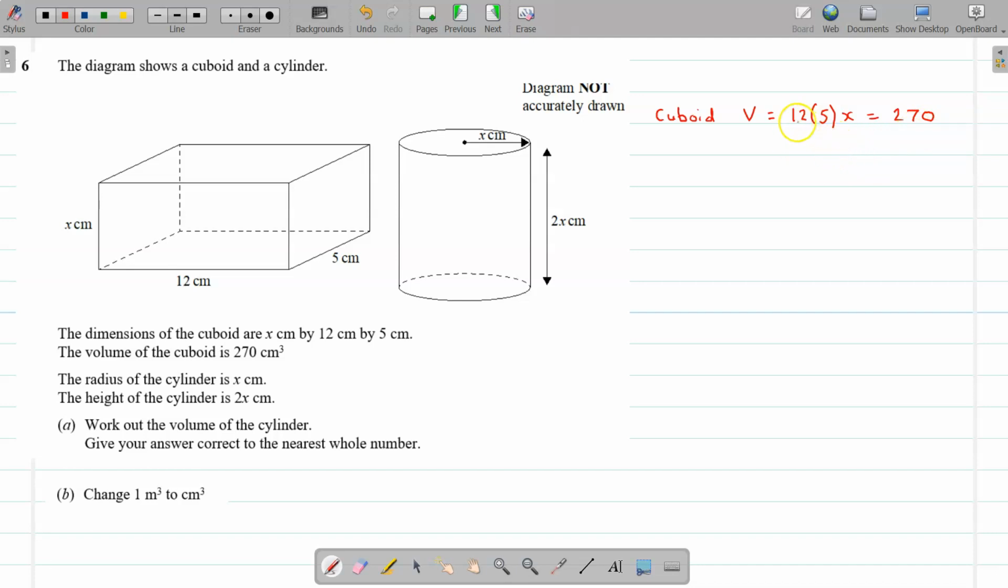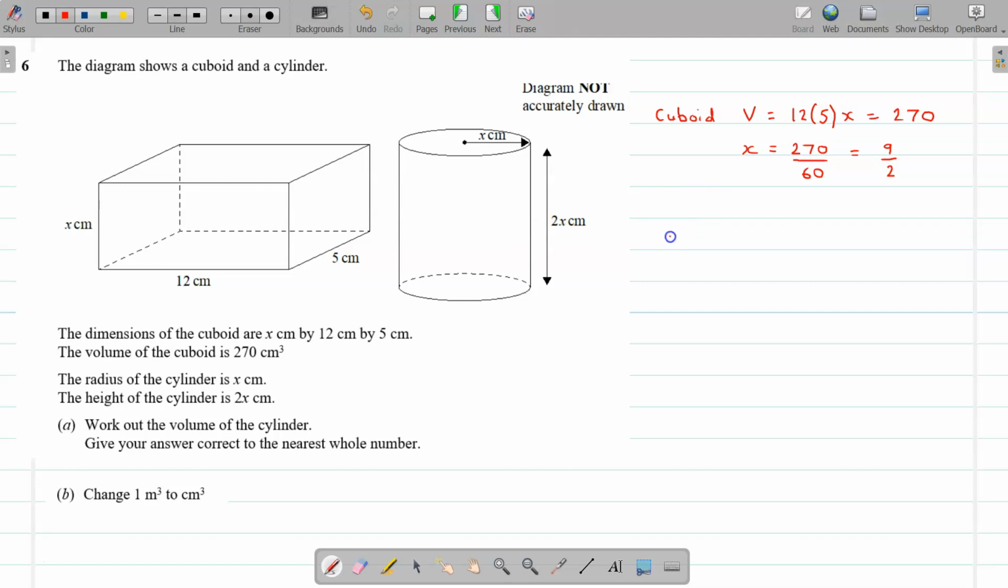And if you know that 12 times 5 is 60, you can see that x equals 270 over 60, and that comes to exactly 4.5, or 9/2. That's what your calculator would show you initially, 9/2. So we now know what x is, which is the radius of the cylinder, and we double x to get the height. So we can now work out the volume of the cylinder.